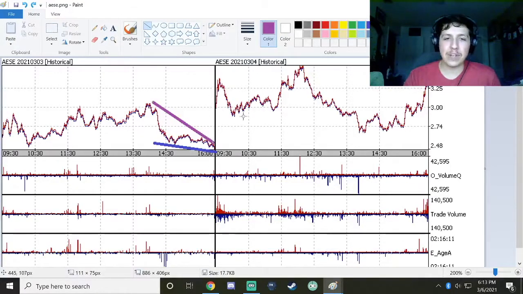And now some stuff happened after market, which I unfortunately cannot pull the data for. But when I went on Google and looked up AESE the night of the 3rd, it looked like that. It was going up. So now we're going to look at the 4th. So the 4th, it shoots up, then it shoots back down, and all I'm waiting for is a confirmation in the opposite direction.